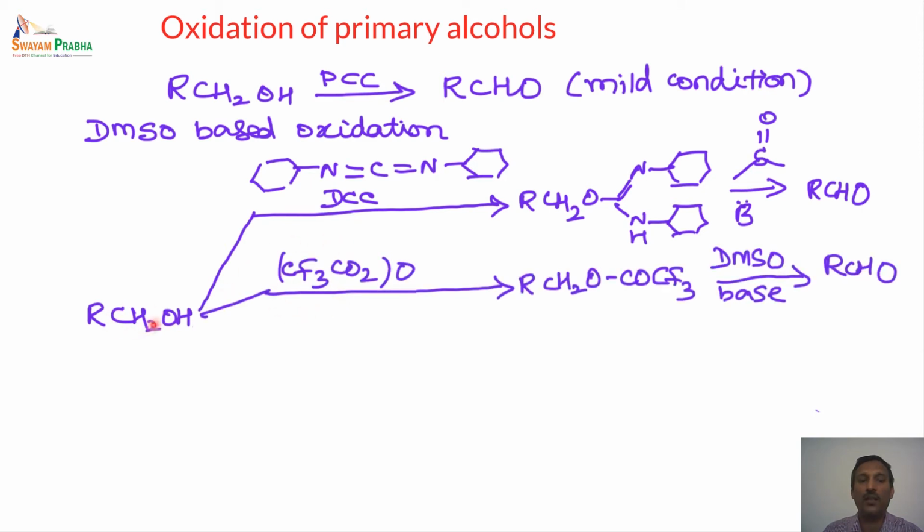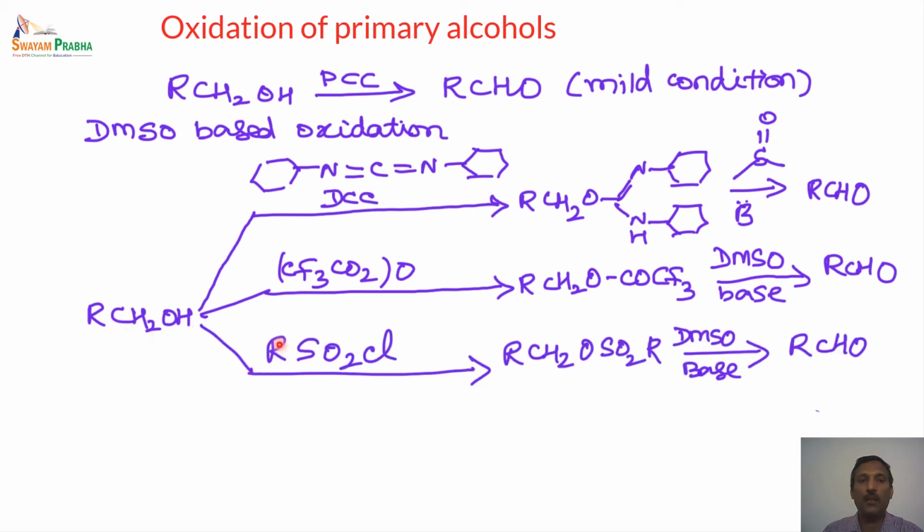So the second one is the alcohols can be treated with trifluoroacetic anhydride to give the corresponding trifluoroacetate salt, which can be treated with the DMSO in the presence of a base to produce primary aldehydes. Primary alcohol can also be treated with sulfonyl chlorides, alkyl sulfonyl chlorides, to form the corresponding sulfonate ester, and this sulfonate ester on treatment with the DMSO and base gives aldehydes.